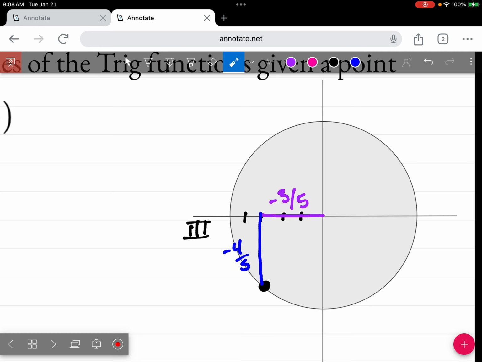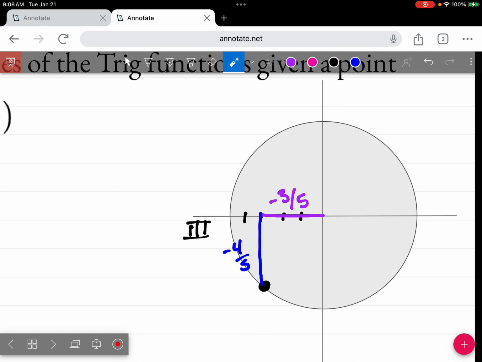Well, if we want to be able to look at the angle that's created here and find our trig functions, we need to find that r, that radius, that distance from our center, from that origin to the point we have on the circle. So we can either use our Pythagorean theorem, or we could notice a few things about this triangle. Either way. So I'm going to go with the Pythagorean theorem style, where we find our r. We know r squared is the same thing as our -3/5 squared plus our -4/5 squared. And we can find our r that way.